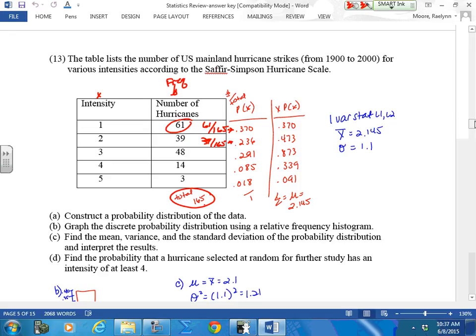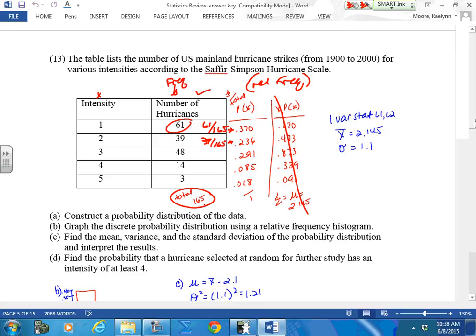All our hurricanes go from intensities 1 to 5. For the past 100 years, they're listed here. Now you don't have to worry about this column. In case anybody did it that way, I don't really need you to do it that way though. I just need you to find the probabilities. This is the same as your relative frequency, part over whole. And when you do, this table is your probability distribution.